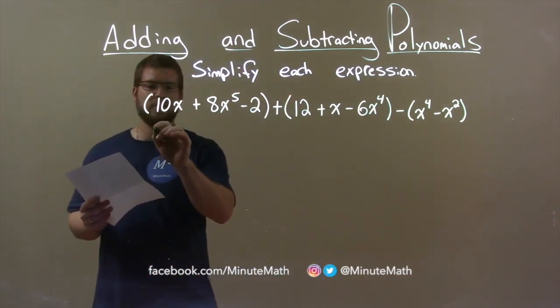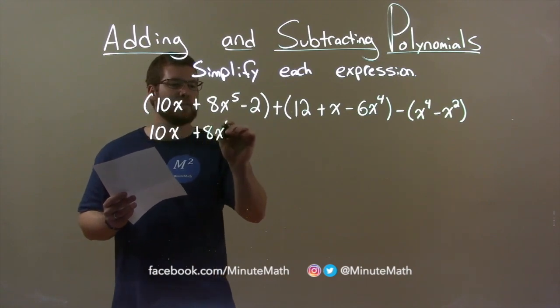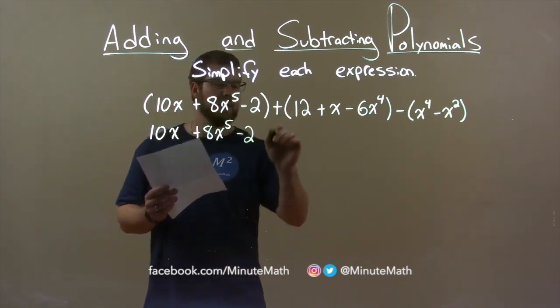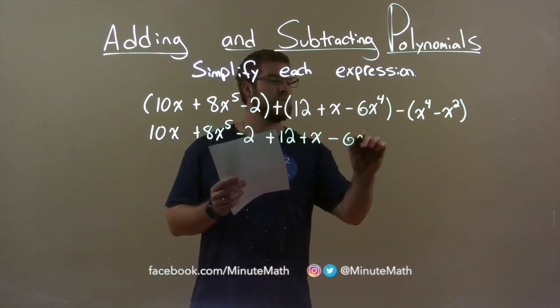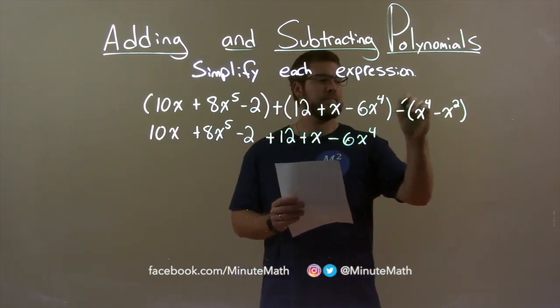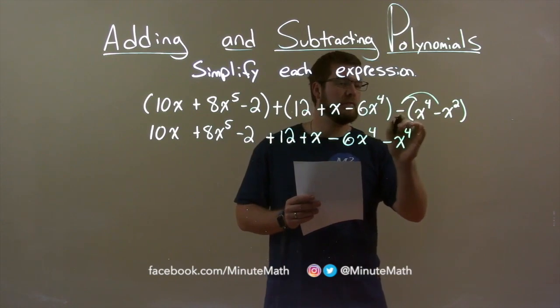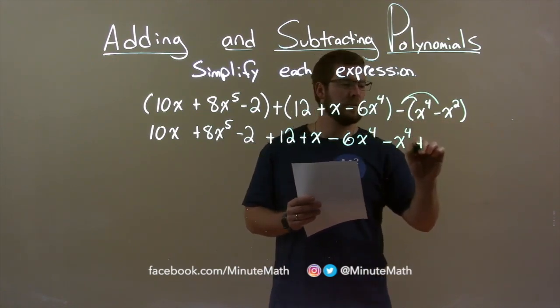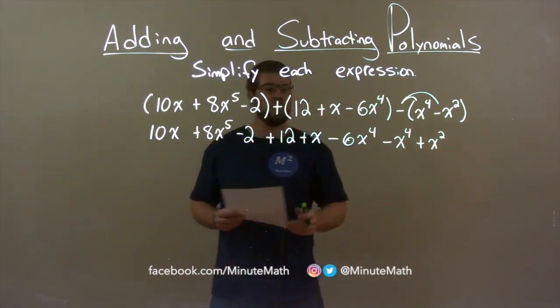Okay? So the first one doesn't have anything. Let's bring it down. 10x plus 8x to the 5th minus 2. Then plus 12 plus x minus 6x to the 4th power. The last one we can distribute, minus x to the 4th, and double negative, minus times a minus is a positive, plus x squared. Be careful, that's probably one that's going to throw some of you off there.